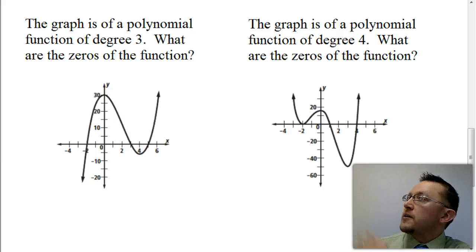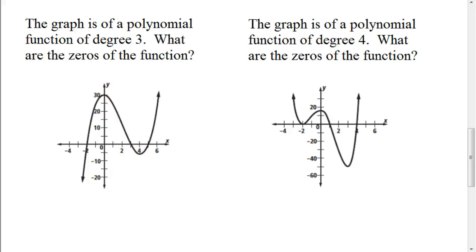Let's first take a look at the one over on the left. It says the graph is of a polynomial function of degree 3. What are the zeros of the function? The fact that it's a degree 3 tells us there's a total of 3 roots, and it just so happens that those 3 roots are all real roots because we see 3 distinct x-intercepts. So our roots, or our zeros, would be at the coordinate -2, 0, then another zero at the coordinate 3, 0, and another one at the coordinate 5, 0.